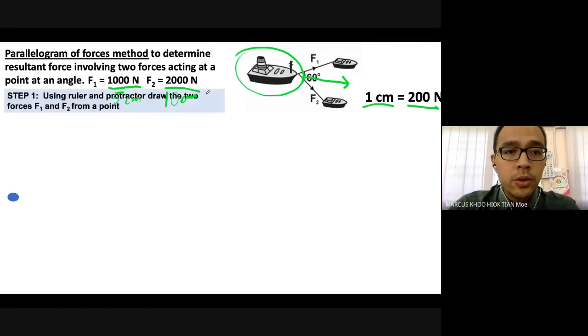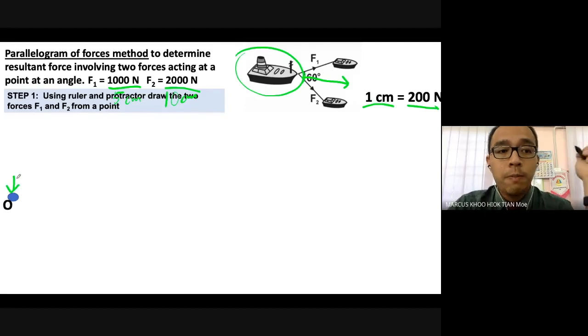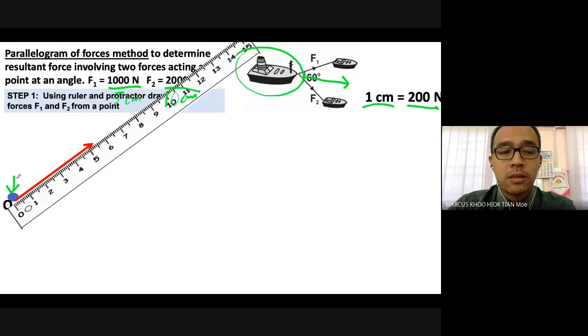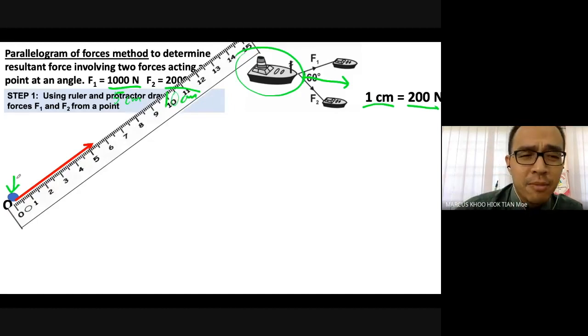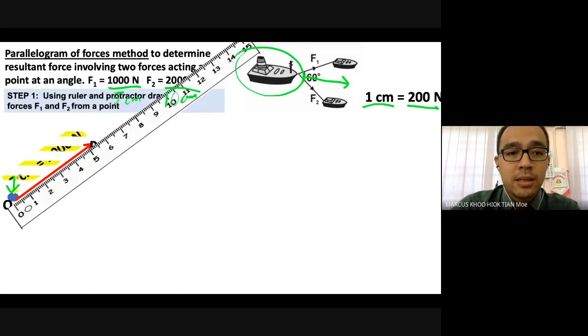So the first thing you do is you use a ruler and a protractor. Draw the two forces from the same point over here. Okay, so force number 1 is 1000 newtons. So this is, look at my amazing ruler, it's 5 cm. Okay, actually it's a little bit more than 5 cm but okay, fine. Okay, and then you draw this as the first force. Okay, 5 cm is 1000 newtons.